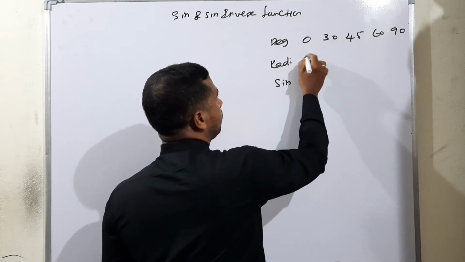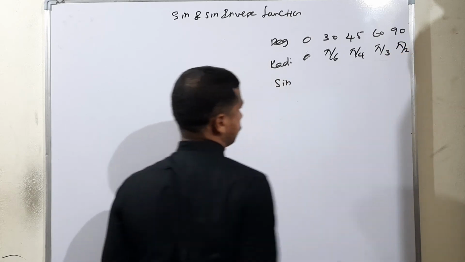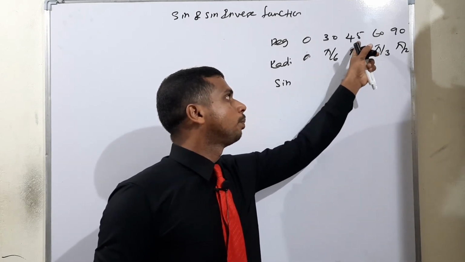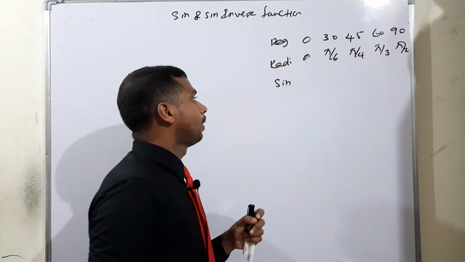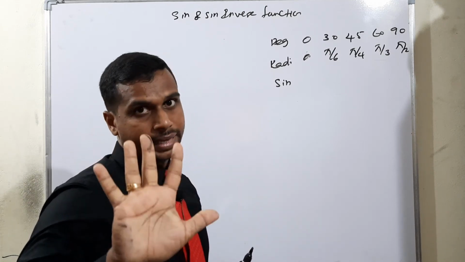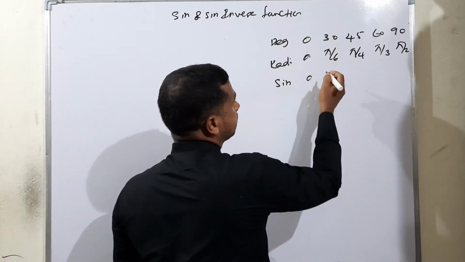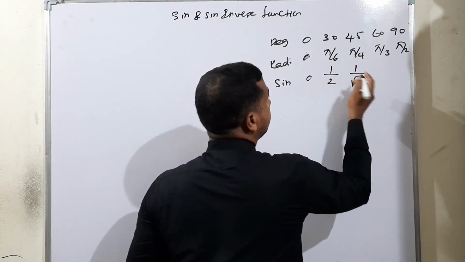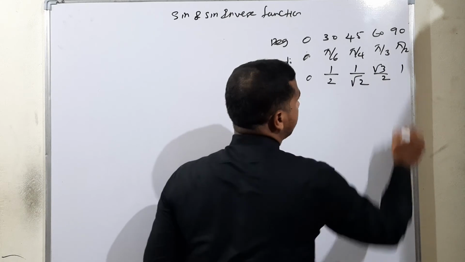Radians are 0, for 30 it is pi by 6, pi by 4, pi by 3 and pi by 2. I already told you the value of pi is 180. 180 divided by 6 means 30, 180 divided by 4 means 45, 180 divided by 3 means 60, 180 divided by 2 means 90. Then what is the value of sine? I told you how to check it on the thumb side, that is called sine, but for cos theta we have to check on the little finger side. So for 0 the value is 0, for pi by 6 it is 1 by 2, then 1 by root 2, then root 3 by 2, then 1.